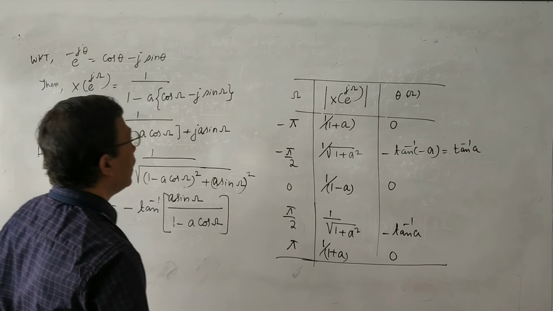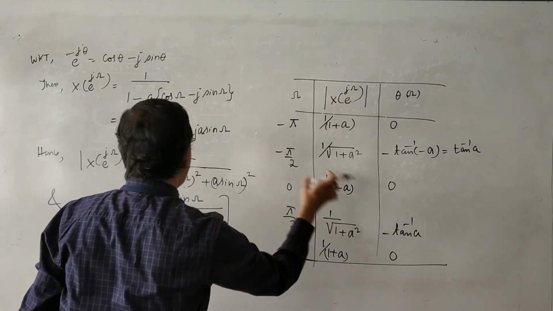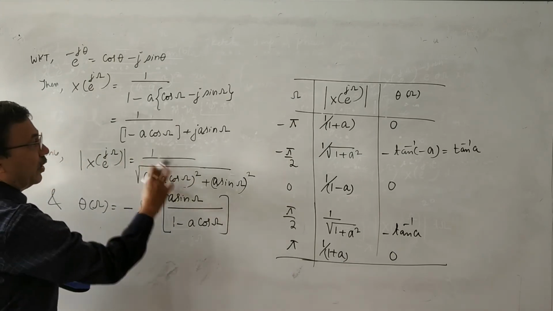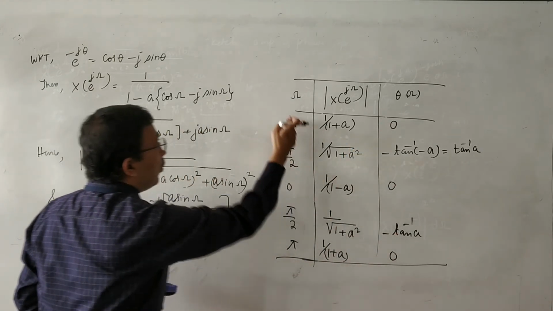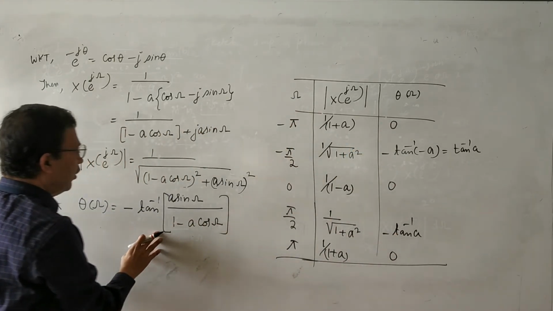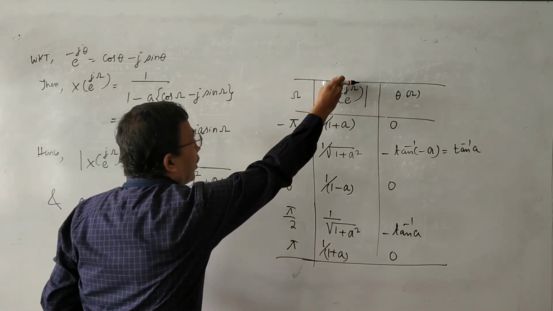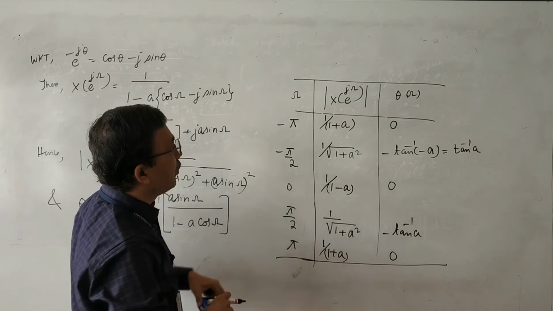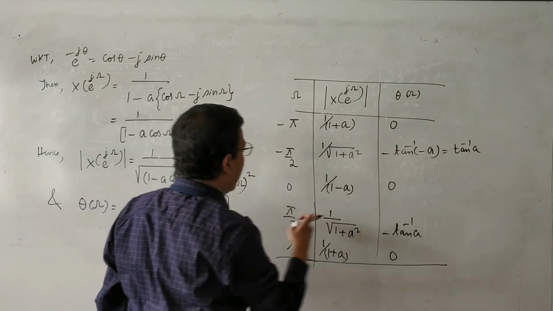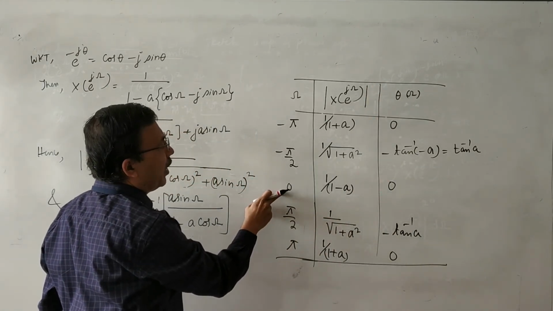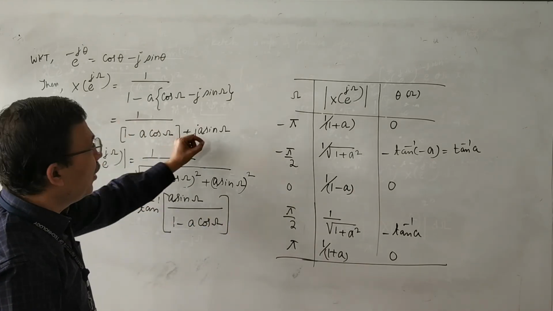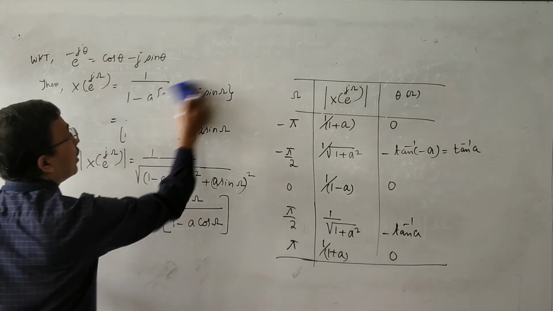I repeat, these values are obtained by making use of these values in this expression. This column must exhibit even symmetry about omega equal to 0. This column should exhibit odd symmetry about omega equal to 0. And these symmetries will be valid only when x of n is a real signal.